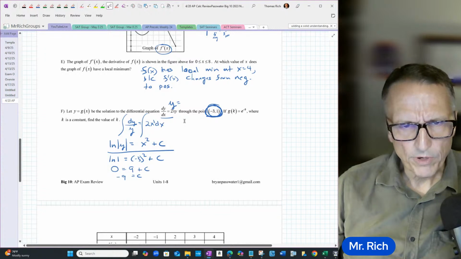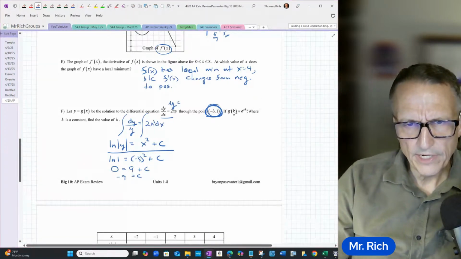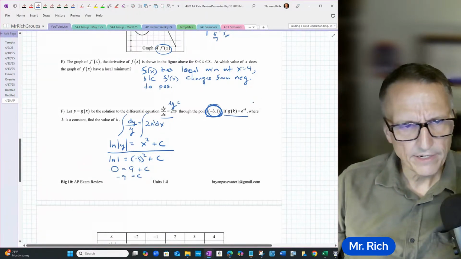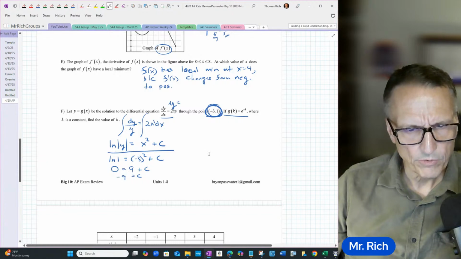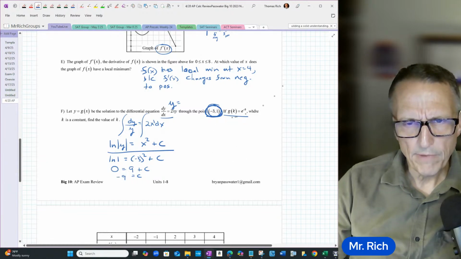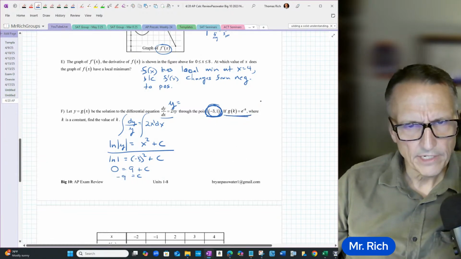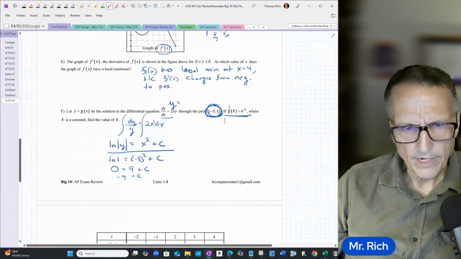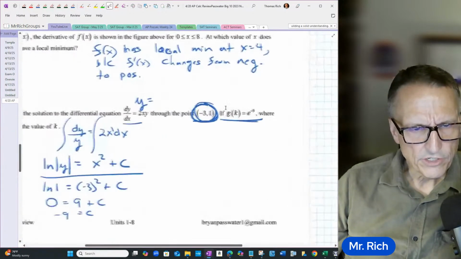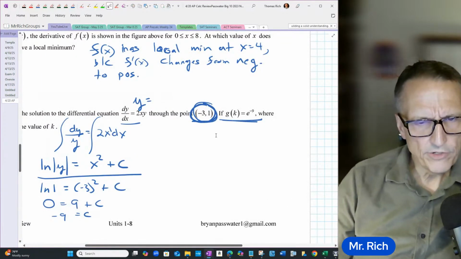All right, now we're going to solve this, and then we'll take care of g of k equals e to the negative 9. We have to find k. Kind of a weird question, and that one might not make a lot of sense, but I'm not going to let that distract me from what I need to do, and that is to solve this differential equation.